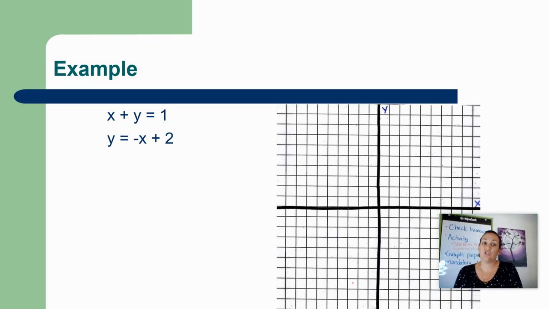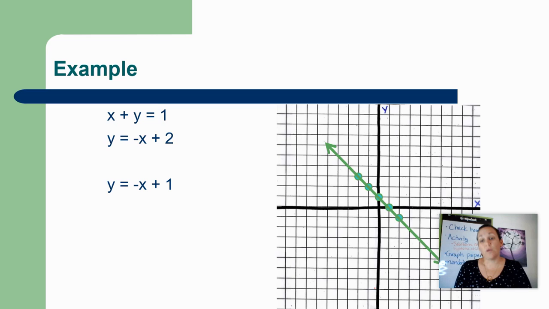Again, I'm going to change both equations into slope-intercept form. For the first equation, I'm going to subtract the x from both sides, and then it's in slope-intercept form. And I'm going to graph that. It's the same one we had on the last problem. It starts with the +1 on the y. My slope is -1 over +1. And I can keep going, and I connect my dots.